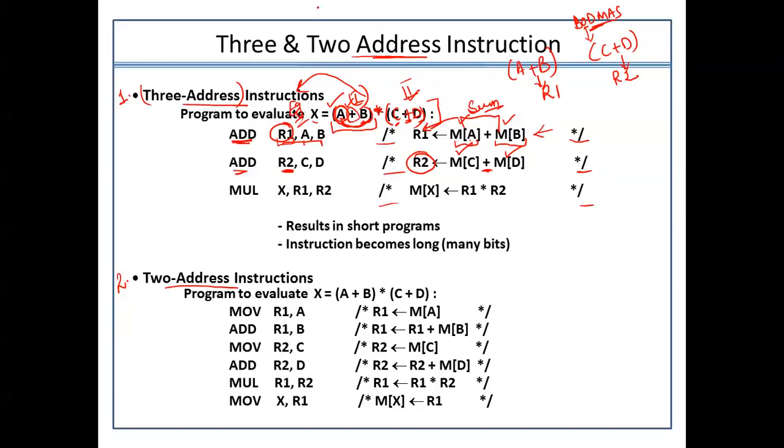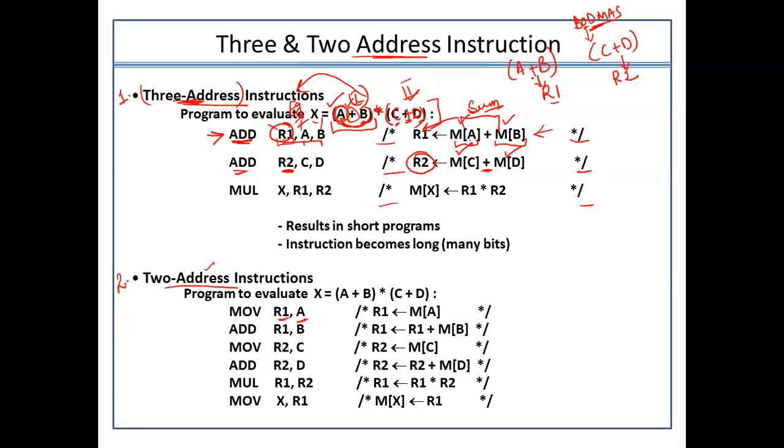The point to be noted here is that in three address instructions, I have the facility to address three different addresses in one operation. If you can easily see here, 1, 2, 3. In two address instructions, I can only work with two different addresses at a point. So this is the exact meaning of three address instruction or two address or one address or any zero address instruction.